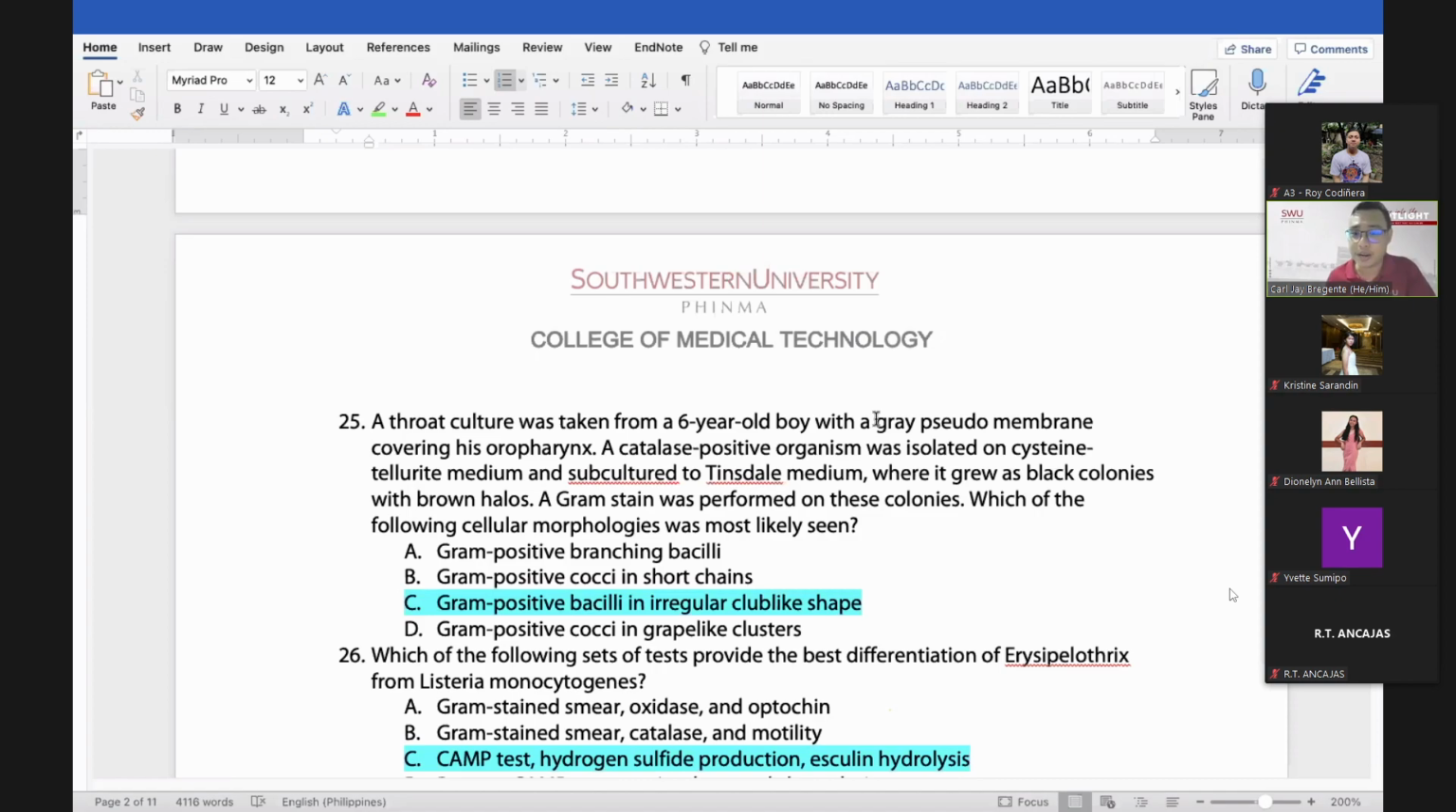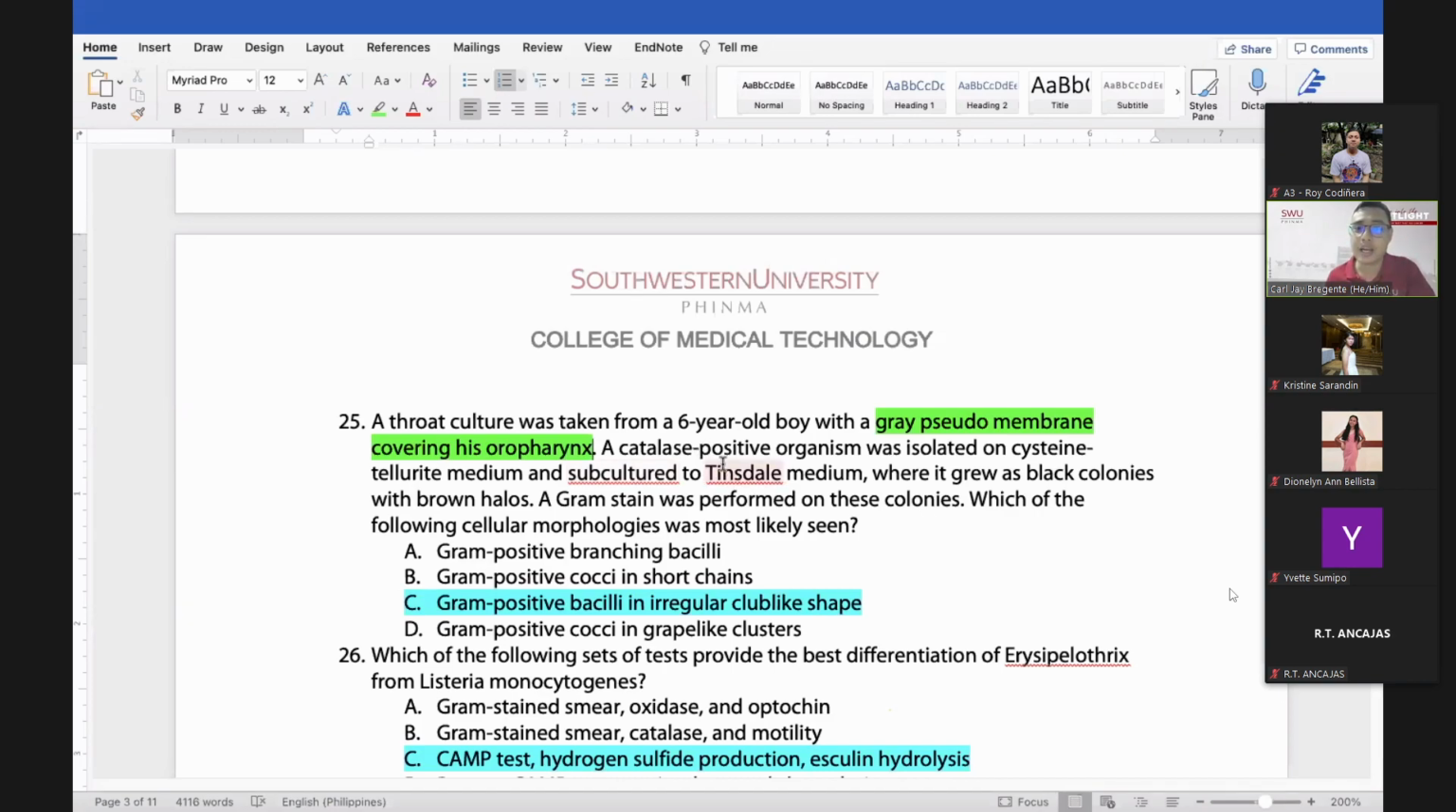The clue here, class, is the grayish pseudomembrane in the oropharynx. If you read this, grayish pseudomembrane oropharynx, think of one organism. This is only associated with Corynebacterium diphtheriae because the grayish pseudomembrane, class, is a sign of diphtheria. This is the hallmark of the disease of diphtheria.